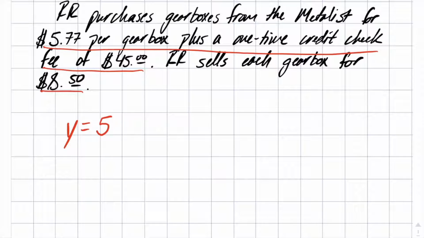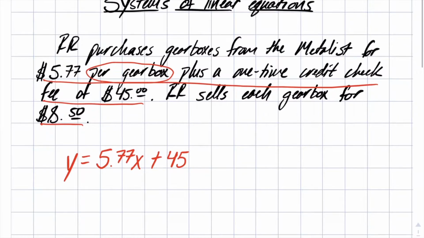So 5.77, and we can use the variable x because it's per gearbox. So 5.77 times one gearbox, 5.77 times two gearboxes, 5.77 times 10 gearboxes, okay? That's why it's 5.77x plus a one-time credit check fee of $45. So that's a one-time fee, $45. Okay? That's one linear equation.